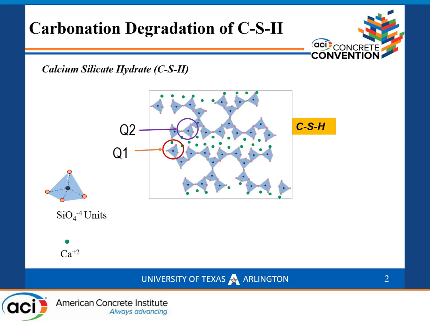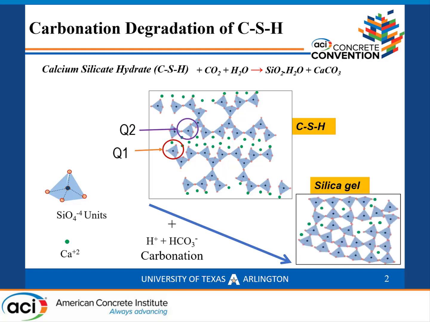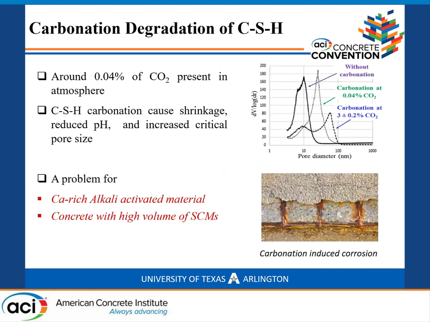Now, when we are saying that we are modifying the properties, in this work, we are primarily interested to improve the carbonation resistance of CSH. What is carbonation? CSH, in the presence of moisture, will react with carbon dioxide and form silica gel and calcium carbonate. It's a decalcification process. Essentially, we are extracting the calcium and forming calcium carbonate and silica gel. Silica gel is a highly polymerized network of these silicate tetrahedral units. During this conversion of CSH to silica gel, there will be a reduction in volume. Due to that, we will see increased porosity and also an increase in the critical pore size.